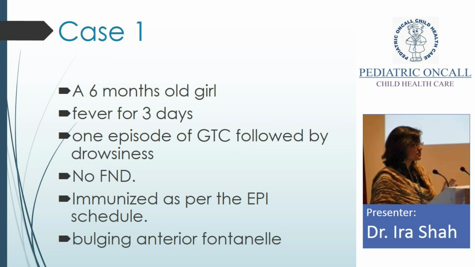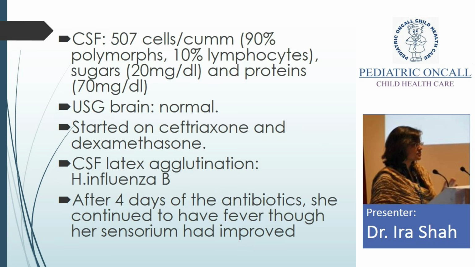A 6-month-old girl, fever for 3 days, 1 episode of GTC followed by drowsiness. There is no focal neurological deficit. She has a bulging anterior fontanelle and she has been immunized as per the EPI schedule. So obviously we are thinking of meningitis. She's got cells, 90% polymorphs, low sugars, high proteins. She's been started on ceftriaxone and dexamethasone. Her ultrasound brain is normal.